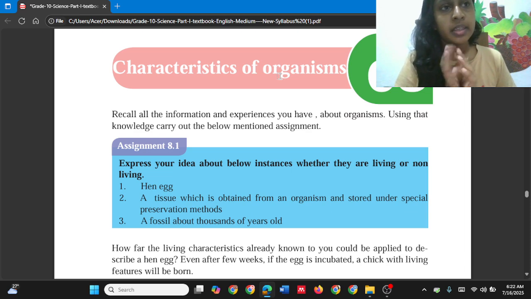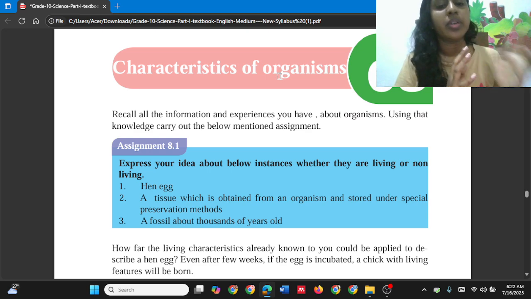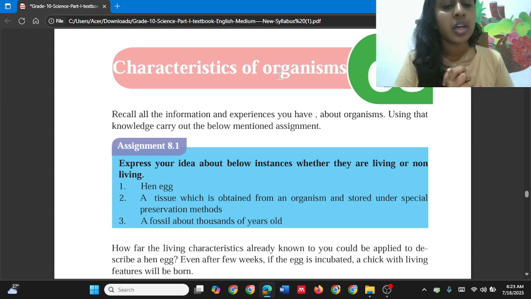Think of a hen egg. Lamai, tell me whether it is living or non-living. And the second one, a tissue which is obtained from an organism and stored under special preservation methods. The third one, a fossil thousands of years old.